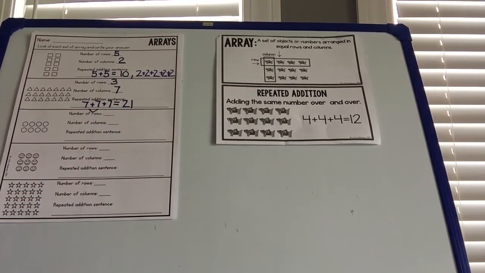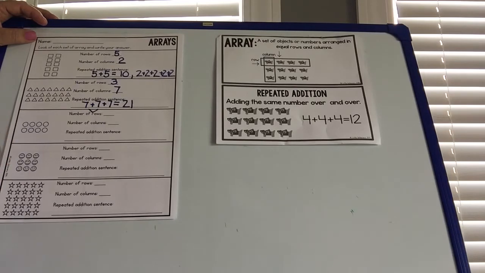All right. Or what's another way we could write our number sentence? Yes, you're right. We could add 3 7 times. 3 plus 3 plus 3 plus 3 plus 3 plus 3 plus 3. That's right. And that equals 21 as well. Good job.